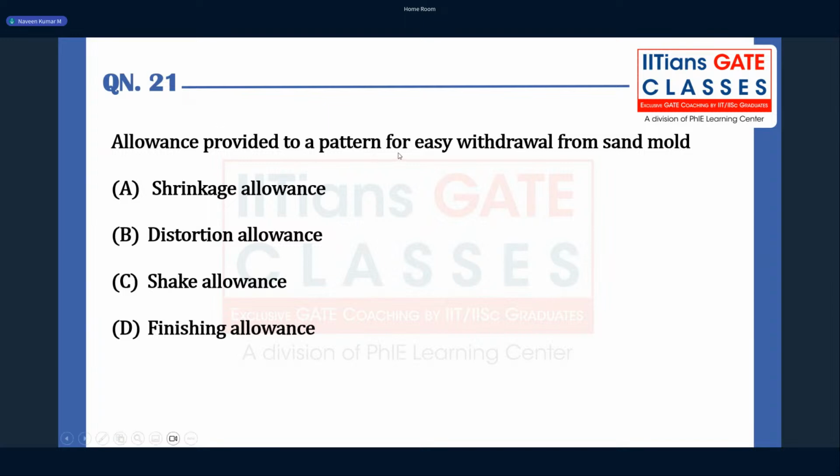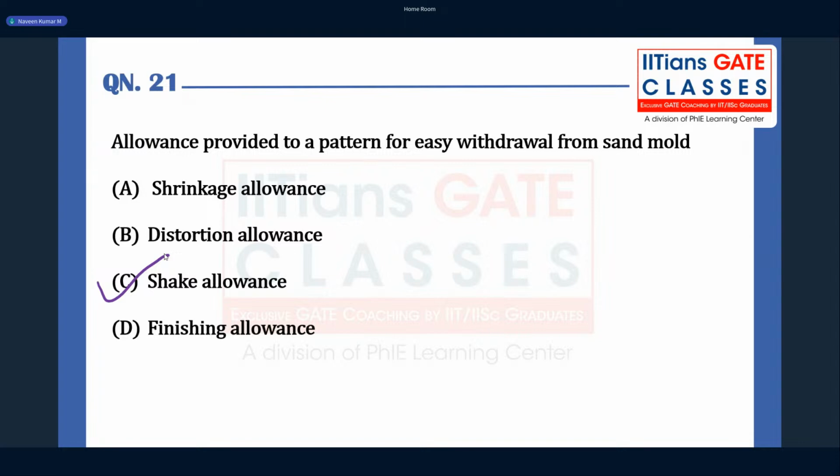What is that? Allowance provided on the pattern to easily draw it from the sand mold. What will you do? You will do the shaking allowance, right? The shaking allowance is provided. You shake the pattern here and there a little bit, and the skill of the operator is very important. You should not shake much, right? You should shake a little bit so that you create some gaps between the pattern and the mold cavity, so that it will be easy for us to remove the material.